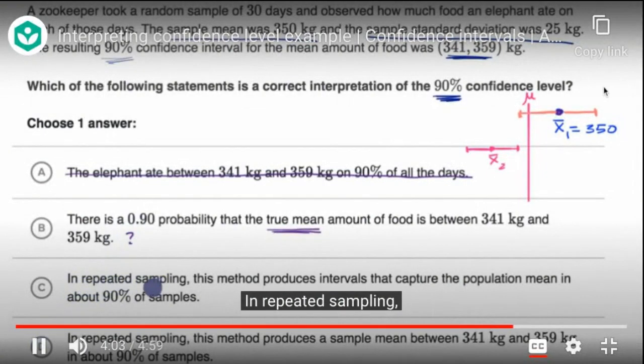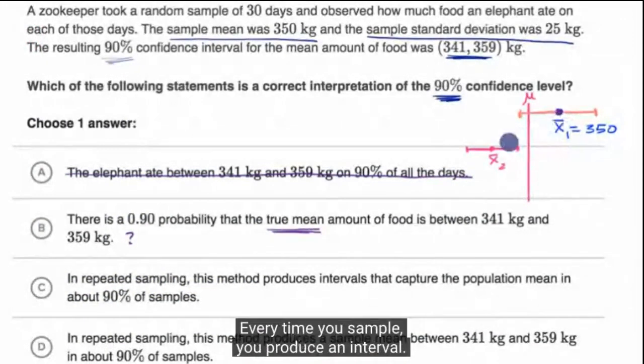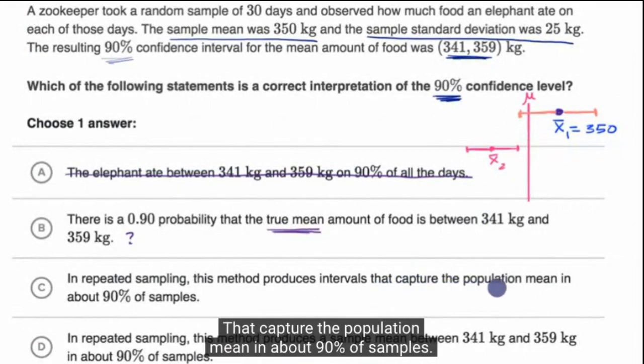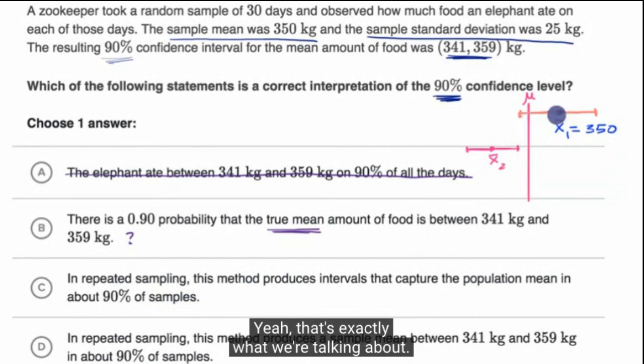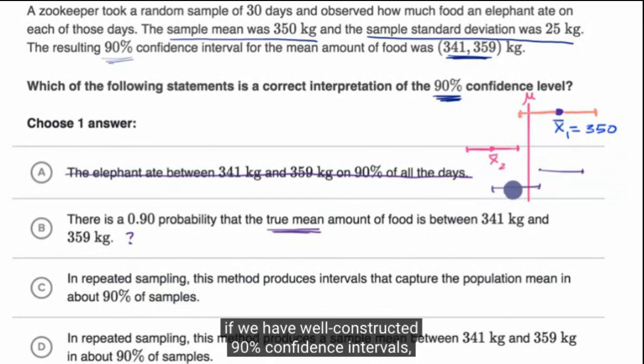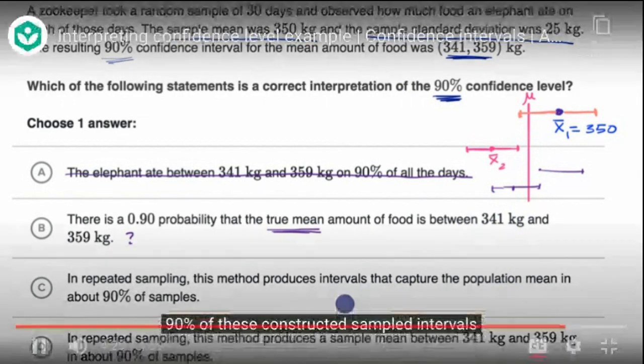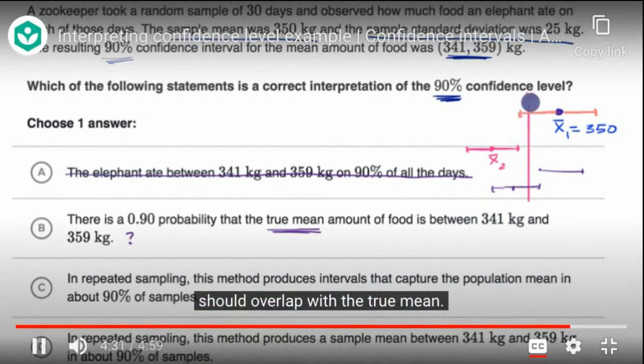In repeated sampling, okay, I like the way that this is starting. In repeated sampling, this method produces intervals. Yep, that's what it does. Every time you sample, you produce an interval that captures the population mean in about 90% of samples. Yeah, that's exactly what we're talking about. If we just kept doing this, if we have well-constructed 90% confidence intervals, 90% of these constructed sampled intervals should overlap with the true mean. So I like this choice.